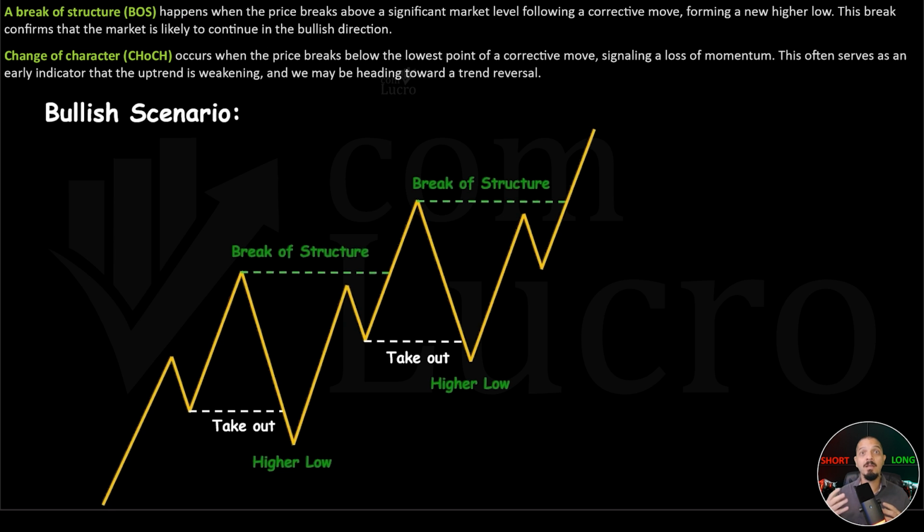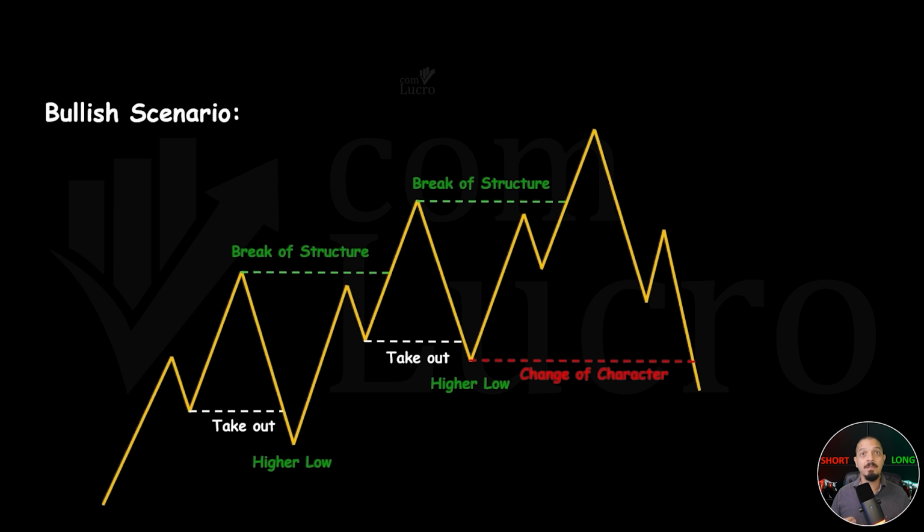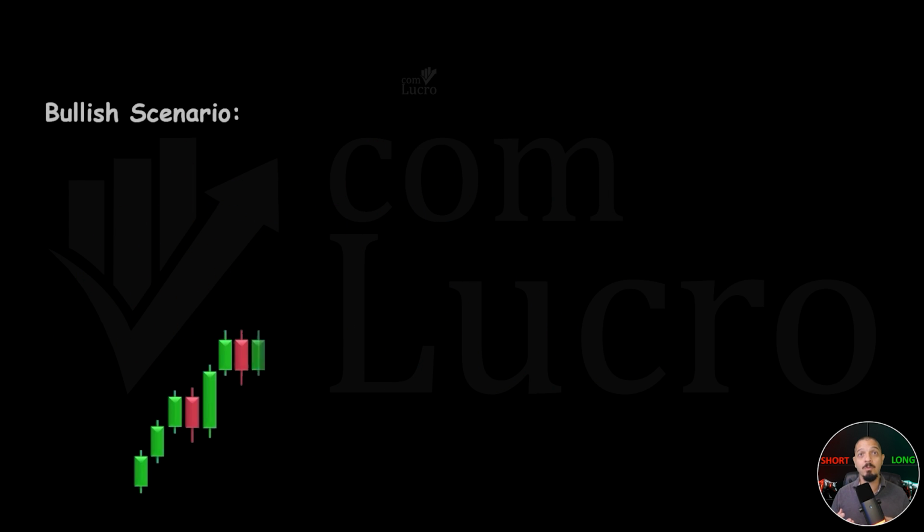A break of structure happens when the price breaks above a significant market level following a corrective move, forming a new higher low. This break confirms that the market is likely to continue in the bullish direction. Meanwhile, a change of character occurs when the price breaks below the lowest point of a corrective move, signaling a loss of momentum. This often serves as an early indicator that the uptrend is weakening, and we may be heading toward a trend reversal.